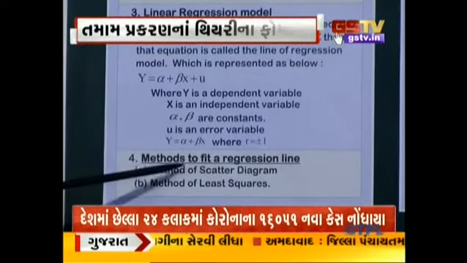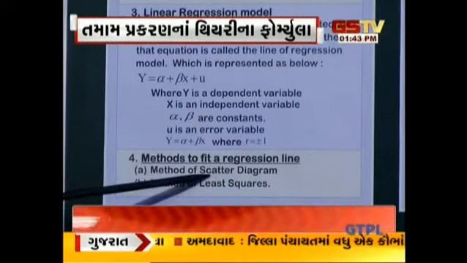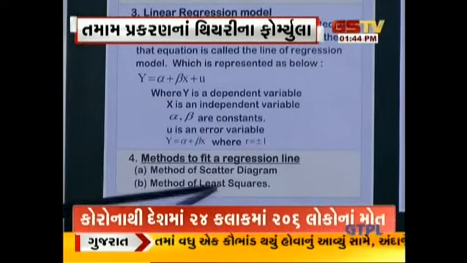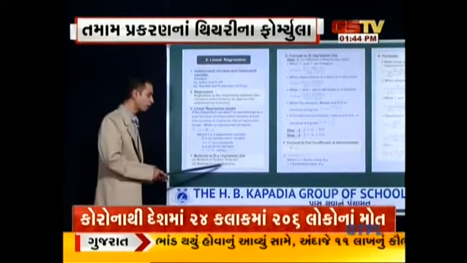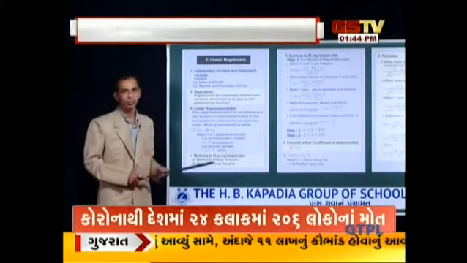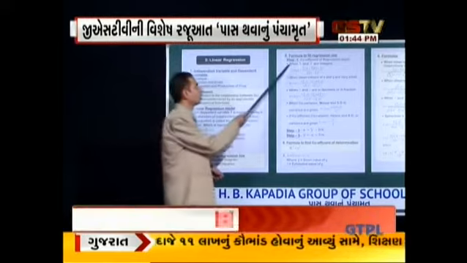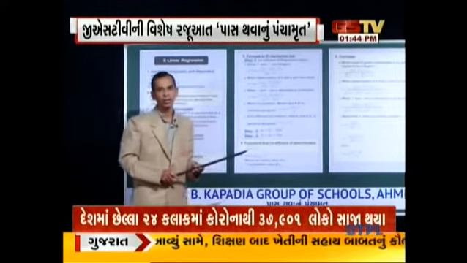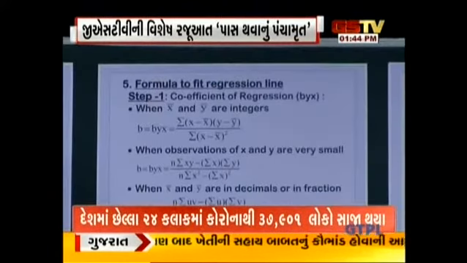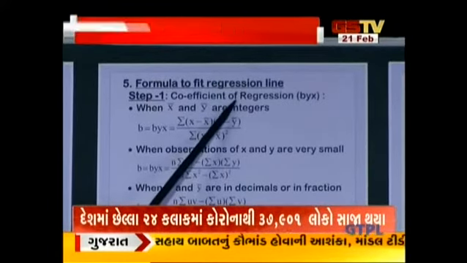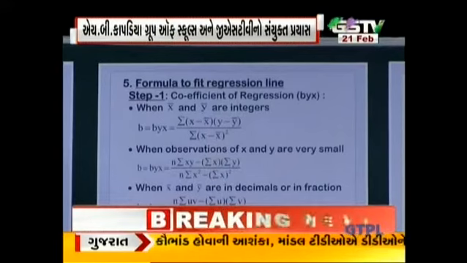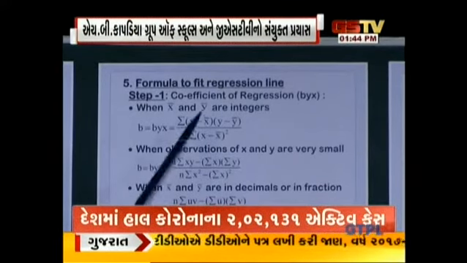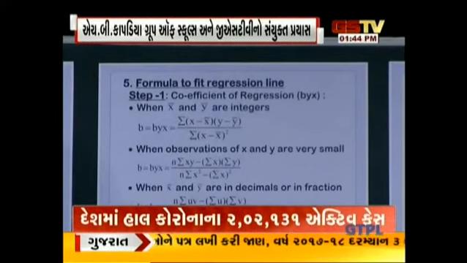There are two methods to fit a regression line. Number one, scatter diagram method, and the second one, least square method. So now we can come to the formulas of the least square method. In the least square method, we have to find a regression line of x and y. To find a regression line, we have to apply 3 steps. Come to the first step, in which we have to find the coefficient of regression.